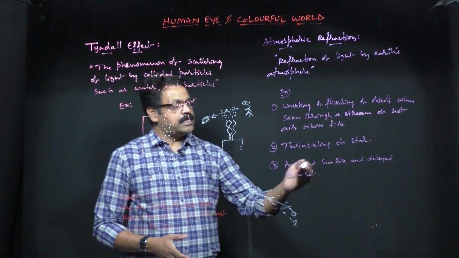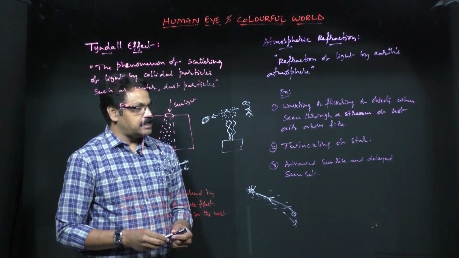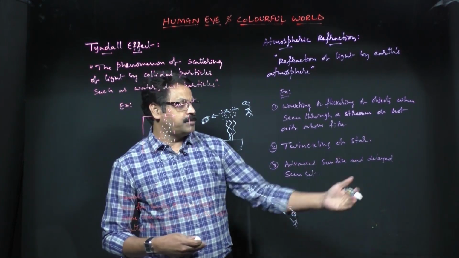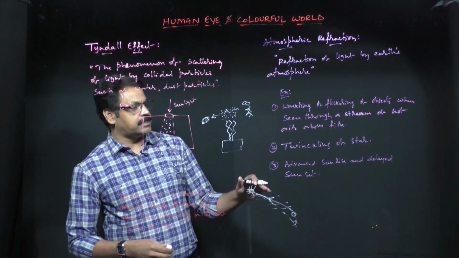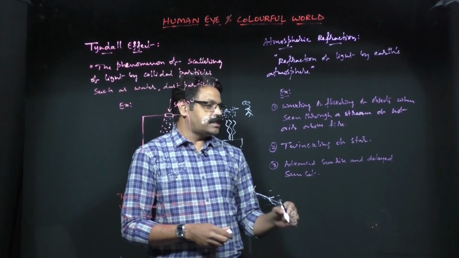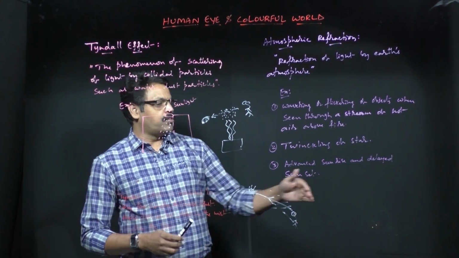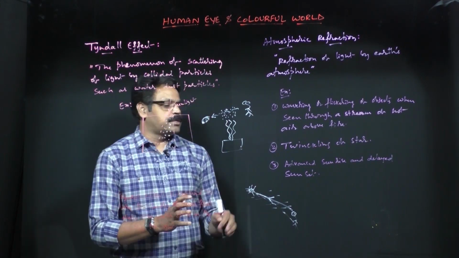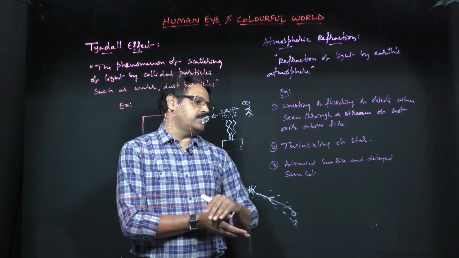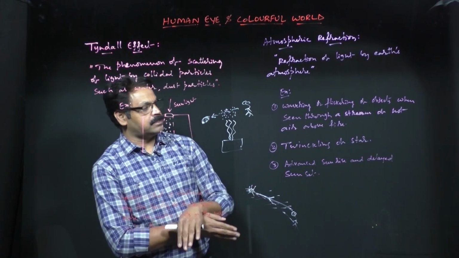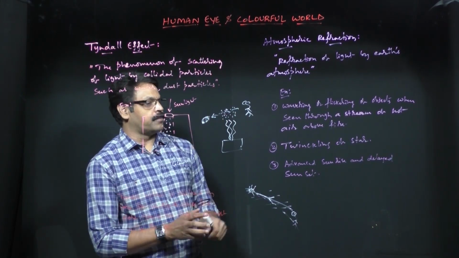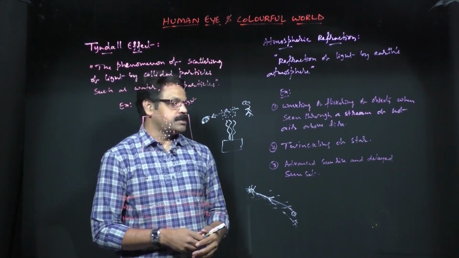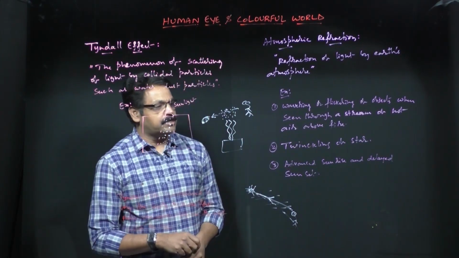Similarly, in the case of sunrise and sunset, you are able to see the sun about 2 minutes before the sunrise and 2 minutes after the sunset, because refraction takes place over the horizon. Because of this refraction, you can see the sun before sunrise as well as after sunset. That is what we call advanced sunrise and delayed sunset. This is possible because of atmospheric refraction.